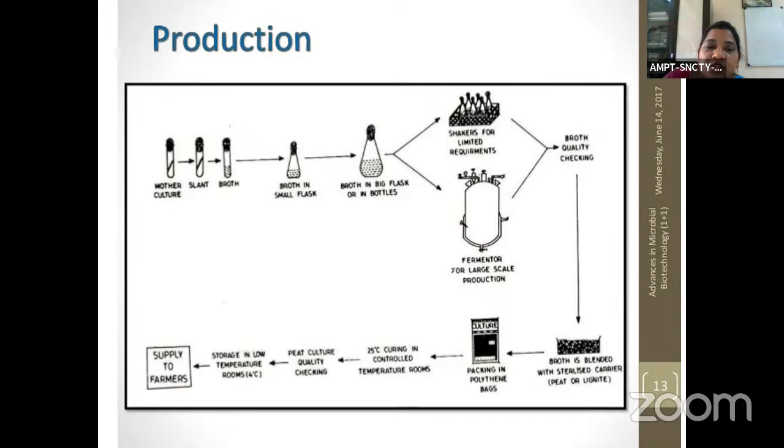Okay, this is the mass production of biofertilizer. Any biofertilizer can be produced in this manner only. It is a simple technique to know biofertilizer production on a mass scale. How do we produce curds from milk? Do you know? Can anybody tell the steps of how we can produce curds from milk, students?